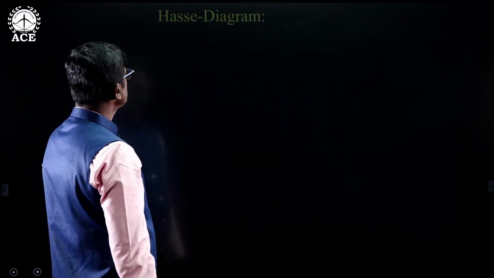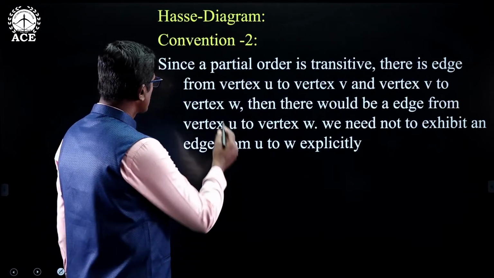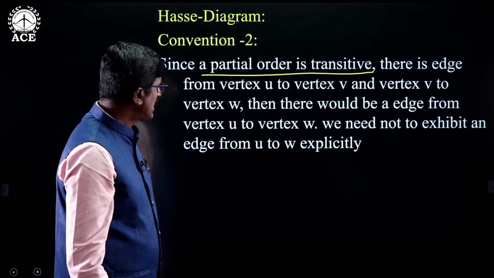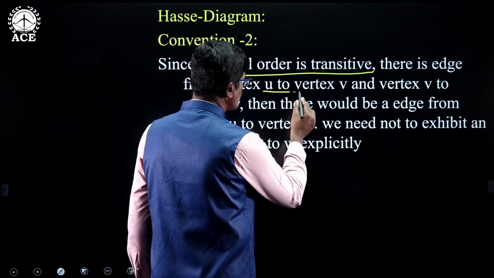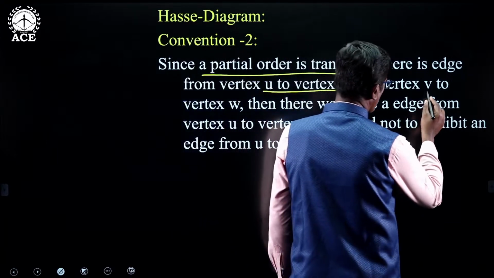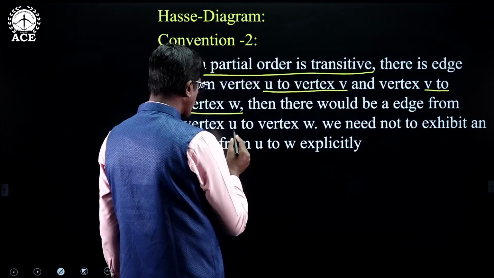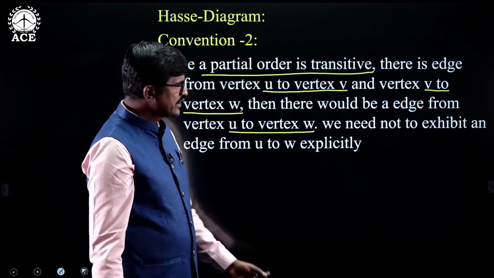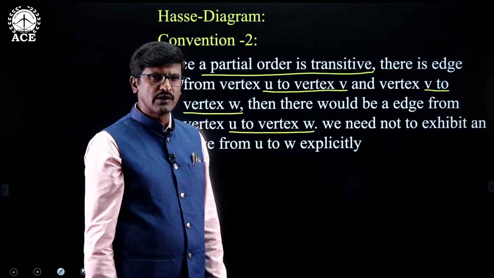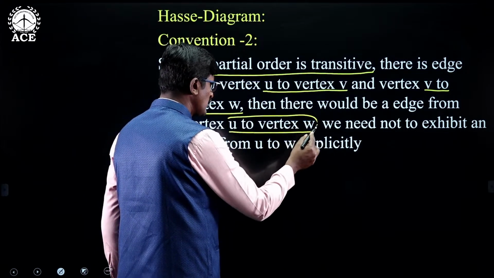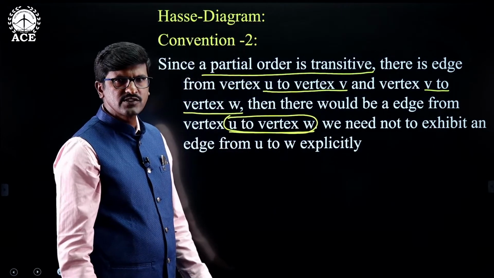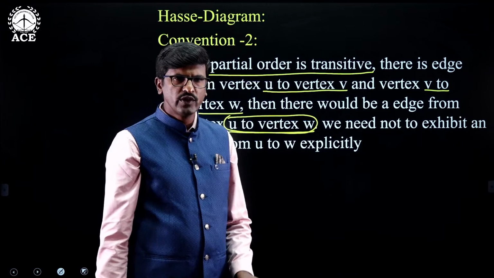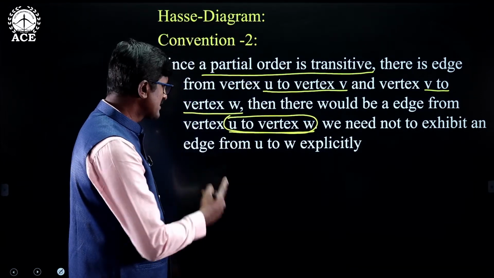So the convention number 2. Since the partial ordering relation is transitive, it satisfies the transitive property also. That means if there is an edge from U to V and there is an edge from V to W, there must be the edge from U to W. You need not exhibit this edge separately. It's understood. That is the second convention.